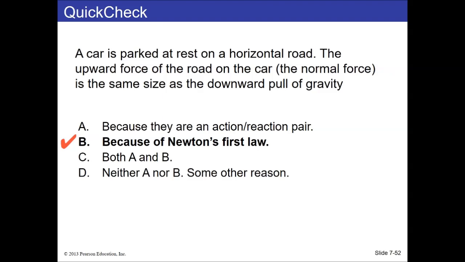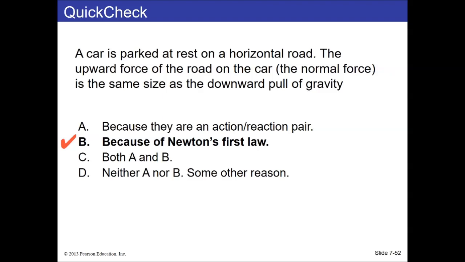So if there's an upward normal force on the car from the road, that must mean that if you look at the road, there's a downward force from the car. Same thing with gravity, right? If you look at the car, there's a downward pull of gravity. So that means if you look at the earth, there's an upward pull from gravity. And those are the action-reaction pairs.